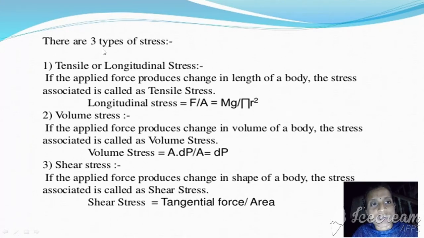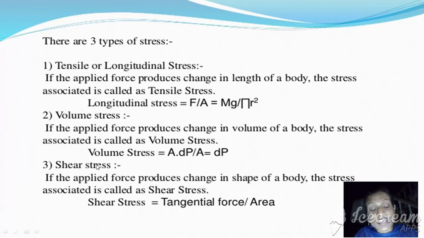So in our present lesson, the force acting on a certain dimension is called stress, and we study three types of stress. The first one is tensile, another name longitudinal stress. The second one is volume stress, and the third one is the shearing stress. In longitudinal stress, the force is the applied force, that is, the force applied externally. If the applied force changes the length of a body, then that is longitudinal stress. A change in the volume of the body is volumetric stress. A change in the shape of a body is called shearing stress.